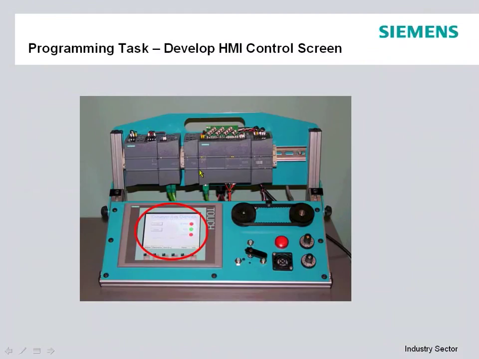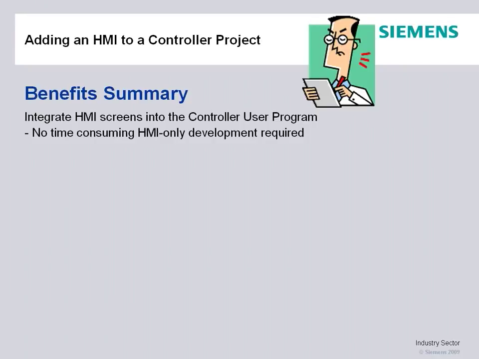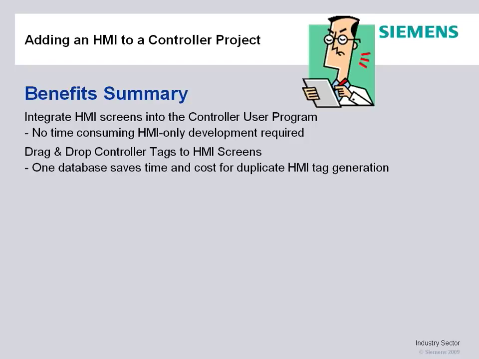So with that, benefits of adding HMI to an existing controller project with our Step 7 Basic and the S7-1200: it's integrated HMI screens with the controller project. No time-consuming HMI-only development in a separate application. Drag and drop controller tags to the HMI screens, one database, save time and cost for duplicate HMI tag generation, import, exporting, reconciling the logic both in an HMI and a controller.